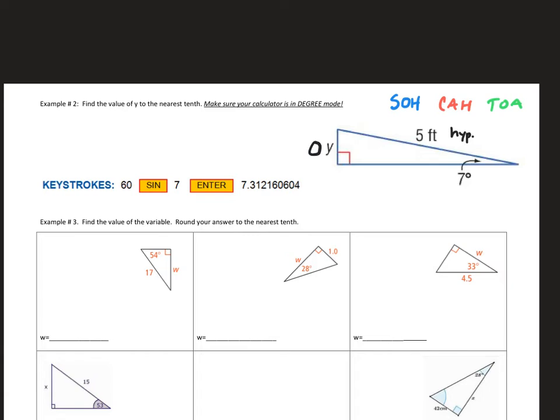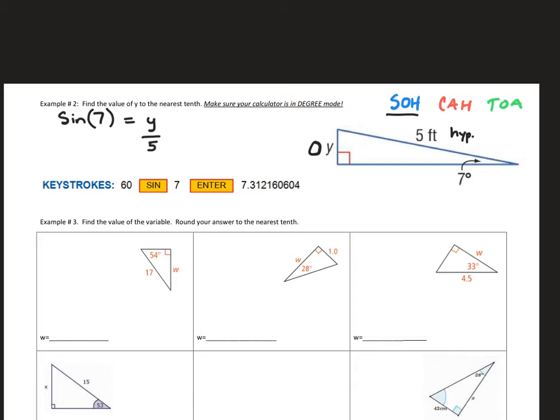So if I was to decide what ratio I'm going to have to use, I have O and I have H. There's only one ratio that involves O and H, and that is the sine ratio. So I'm going to set up the sine ratio. I'm going to say that the sine of 7 is equal to, O stands for opposite, and the opposite side is y, and that is over 5, the hypotenuse.